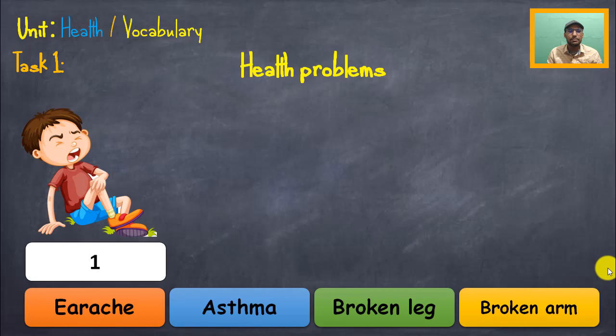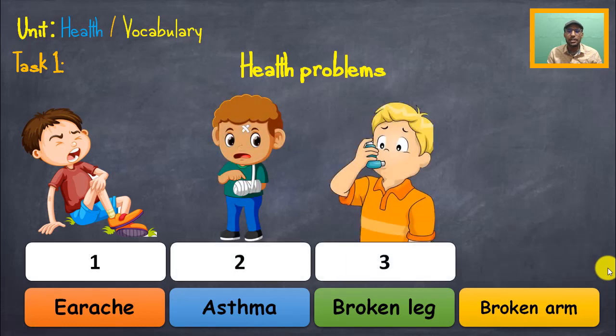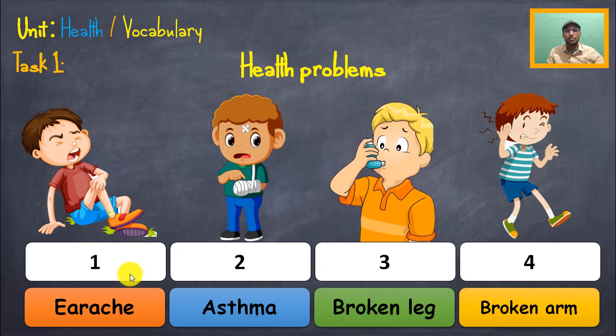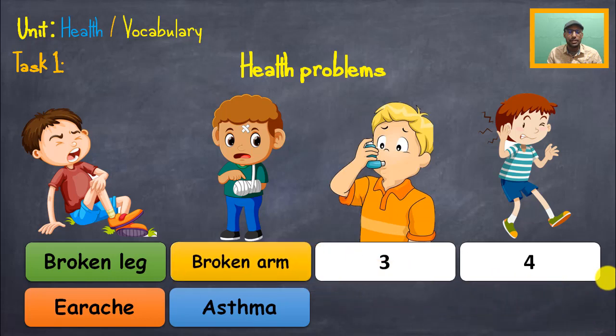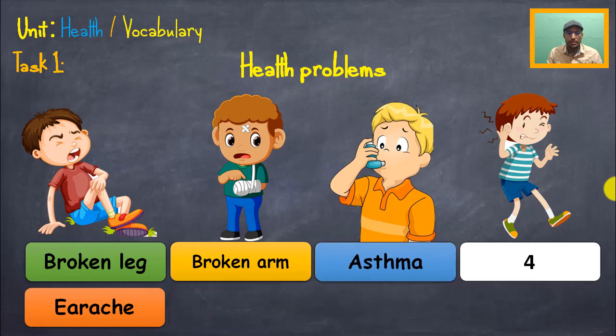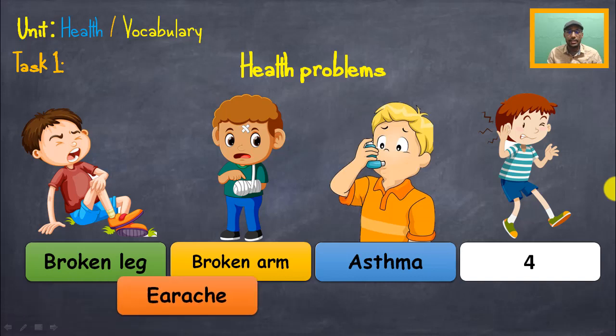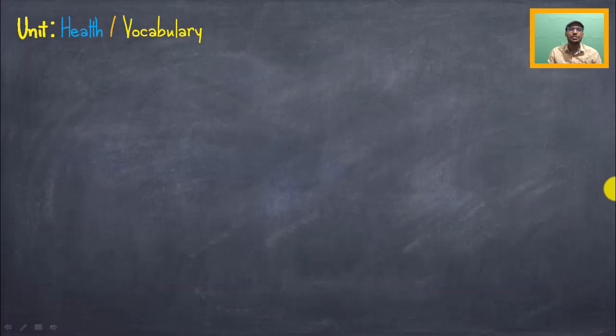Great. Now we have picture number one, number two, number three, and number four. Let's start with the picture number one. What do you think it is? Is it earache, asthma, broken leg, or broken arm? Very good. Great. That's broken leg. Number two. Very good. Great. That's broken arm. This boy has got a broken arm. Three. Excellent. That's asthma. And number four is earache. Good job. You've done a good job, guys.